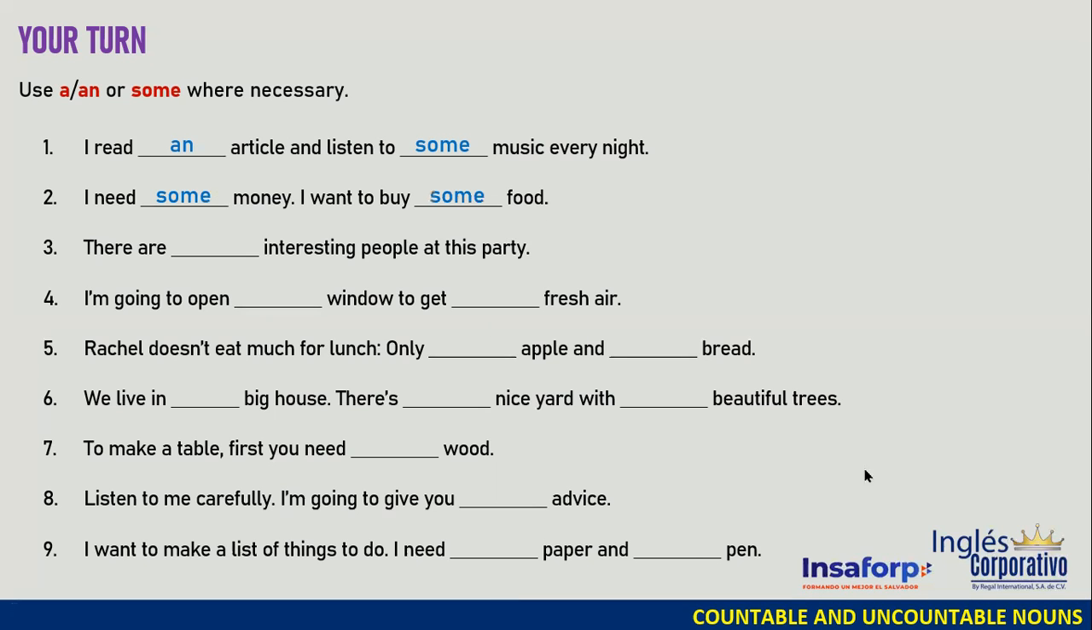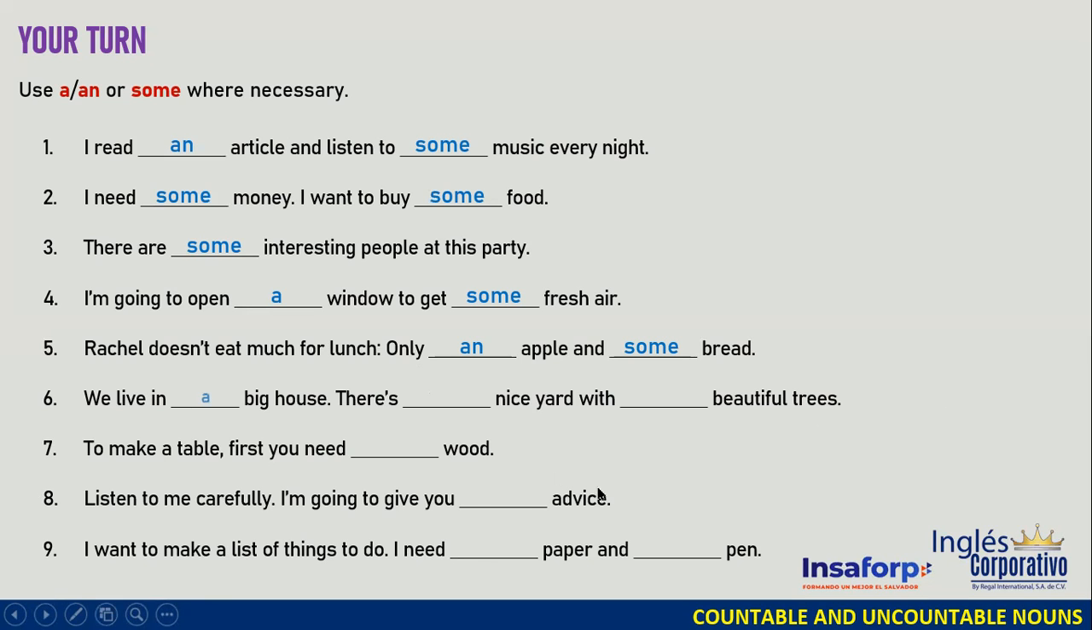Number three, there are some. Very good. There are some interesting people at this party. I'm going to open a window. A window. Muy bien. To get some fresh air. Very good. Some fresh air. Rachel doesn't eat much for lunch. Only an apple and a bread. Can I say a bread? No, right. Bread es incontable. Entonces decimos some bread.